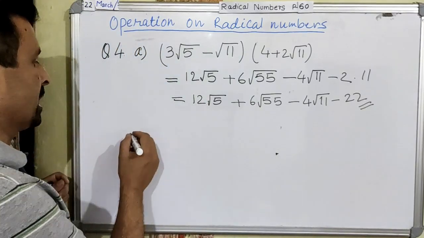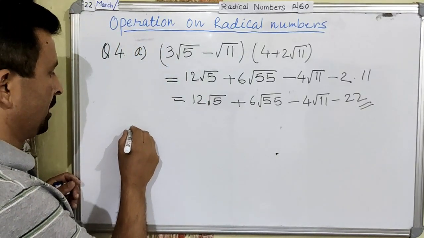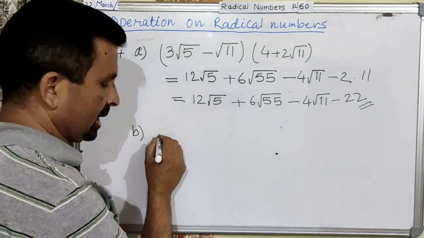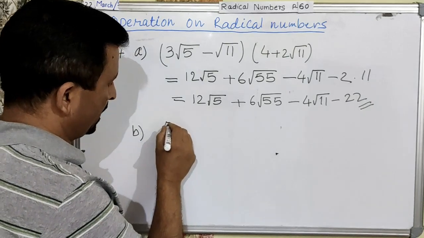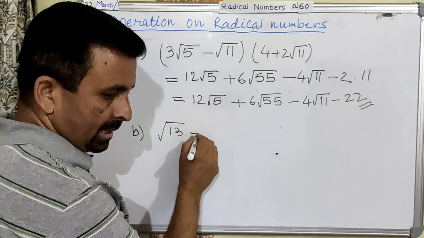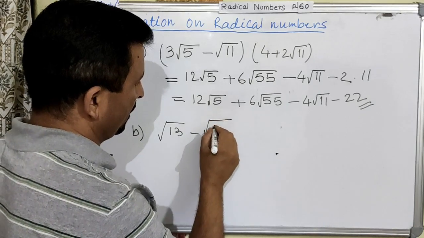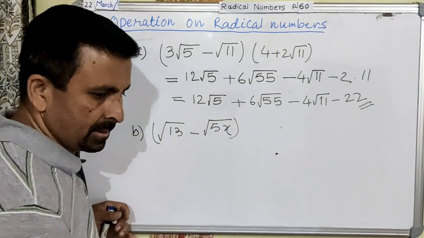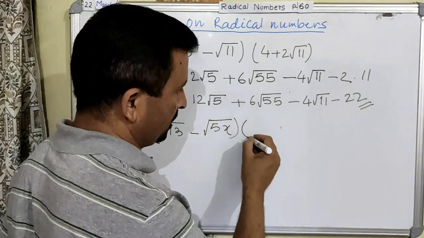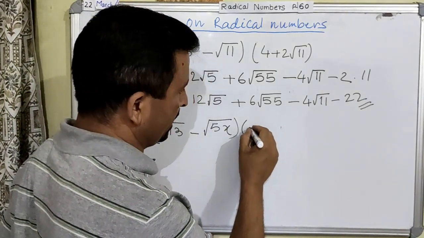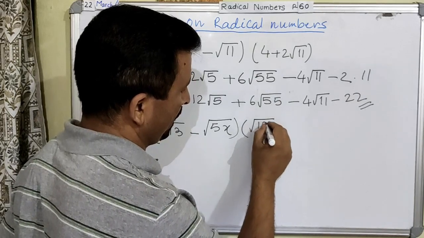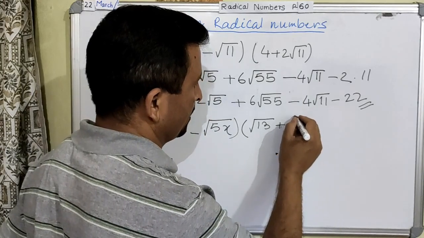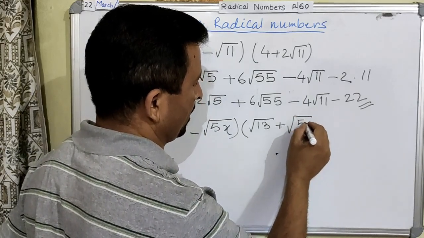Is it okay? Let us see the last question for the day. Number B of question number 4. This is root 13 minus root 5x. Root 5x. Is it okay? And then into root 13 plus root 5x. Root 5x.